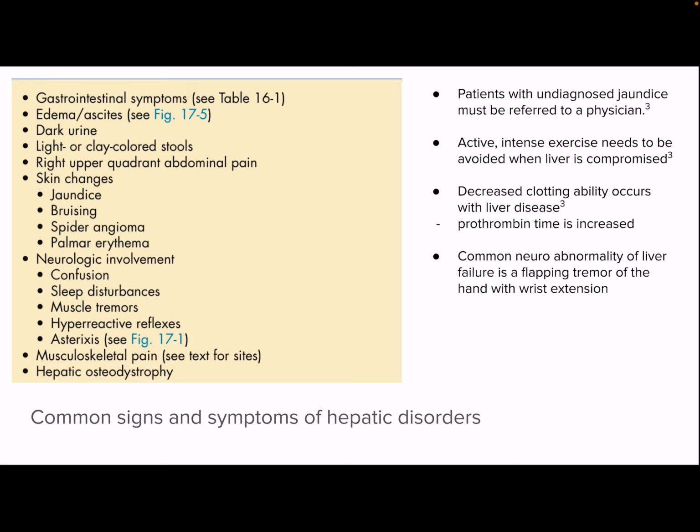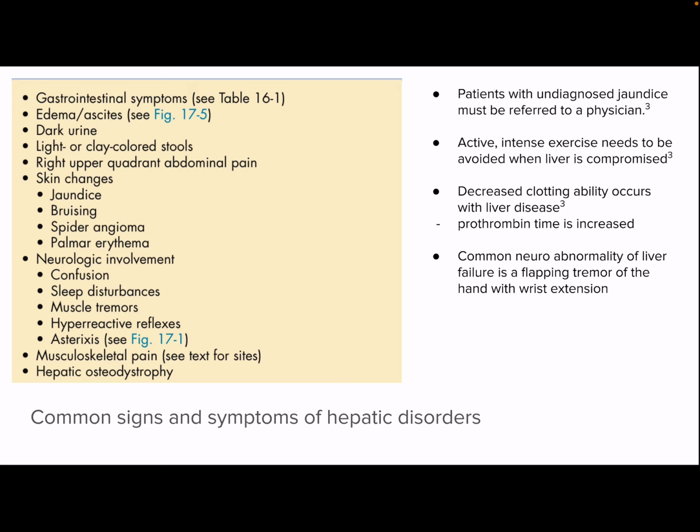There is a decreased clotting ability when somebody has liver disease, which means the prothrombin time is increased. A normal prothrombin time is 11.6 to 13.0 seconds, so that would be normal. Obviously you would see longer prothrombin times.